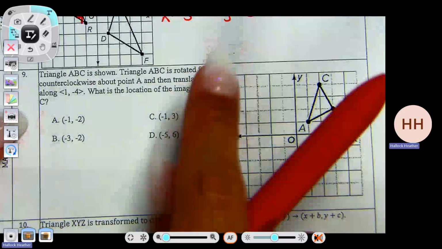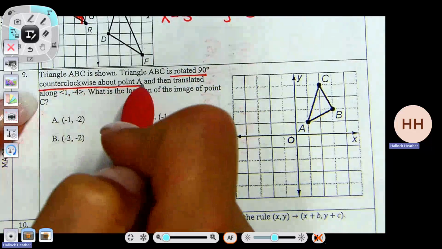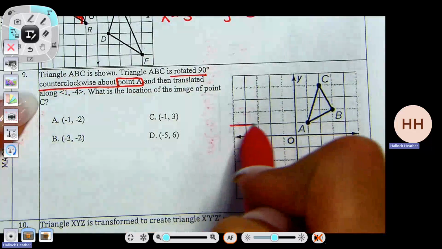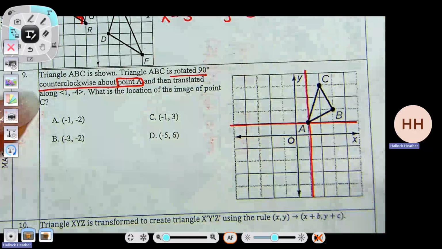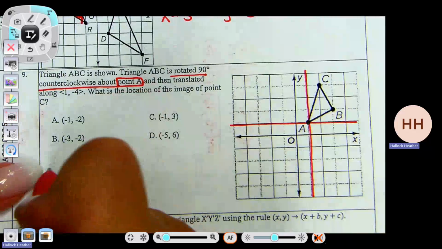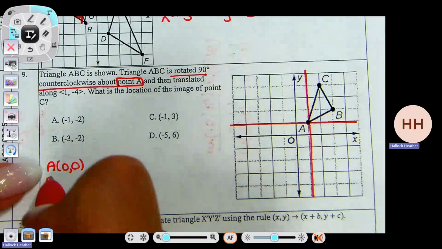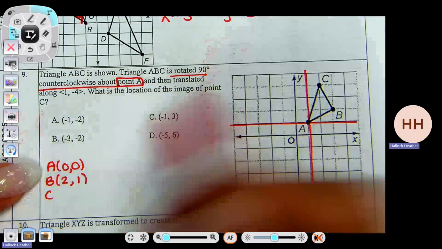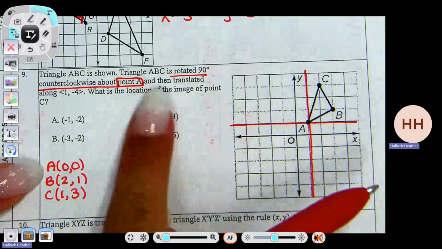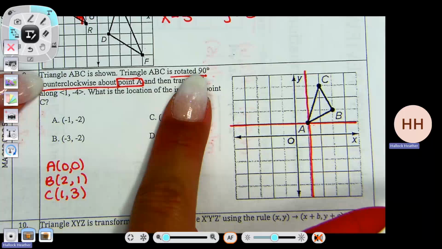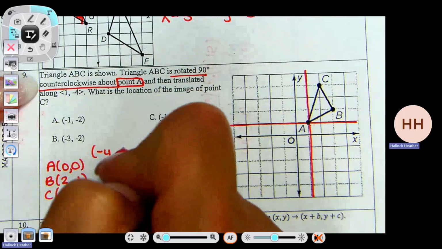9 says it's 2 steps. It's rotated 90 degrees counterclockwise about point A. So if I draw my x and y axis at point A, here's x, here's y, A becomes 0, 0. B is at 2, 1. And C is at 1, 3. I'm going to rotate it 90 degrees counterclockwise. The rule for that is -y, x.